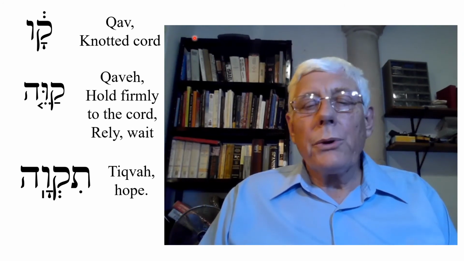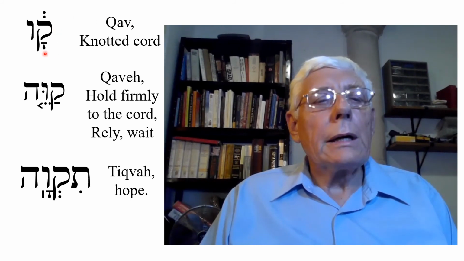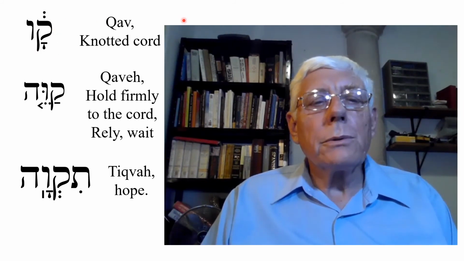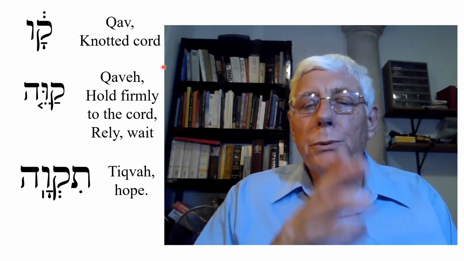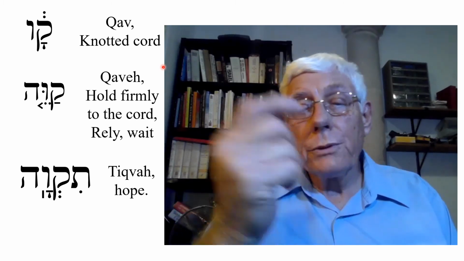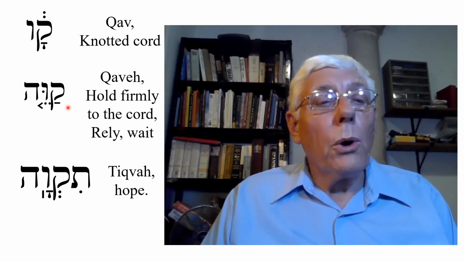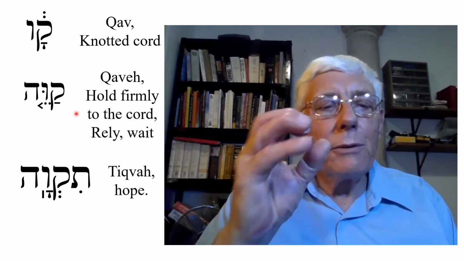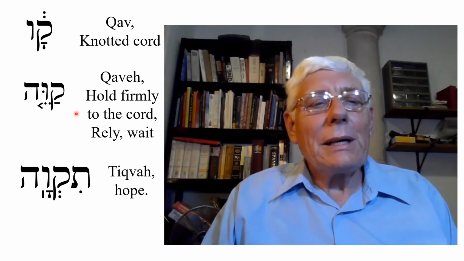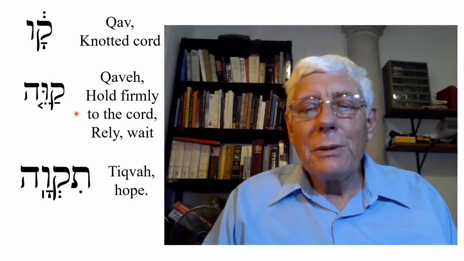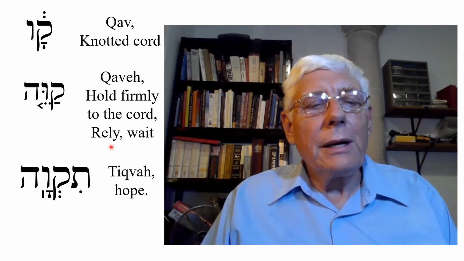So we see this progression here of what's happening in the Hebrew language. Kav is a knotted cord. In other words, you get a knot on the top, and then you get a cord that hangs from it. And it's used for measuring things out, or it's also used for tying things together. And then kaveh means hold firmly to the cord. Okay, kaveh, grab on, hold on, grab it. Okay, so back in the previous psalm that we were looking at, just grab on to the Lord. Okay, kaveh, rely on Him, wait on Him.